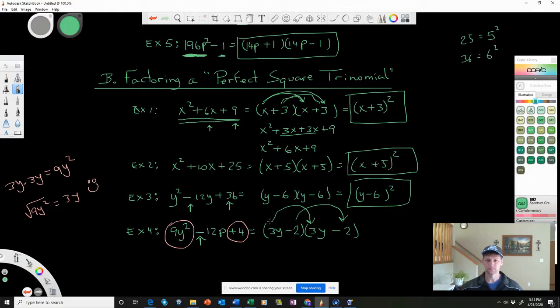Let's see if it worked. So this times this certainly gives me, well, I'll put it down here, 9y squared. This times this gives me negative 6y. Now the insides, negative 6y. And now the last. And as you can see, these two guys add up to negative 12y. So I know this is correct. However, in the assignment today, I'm going to write it like that.